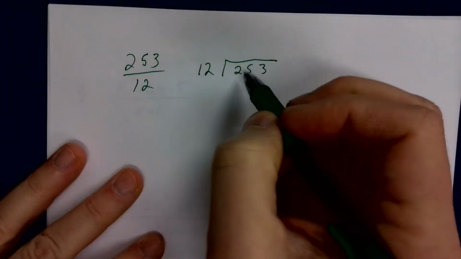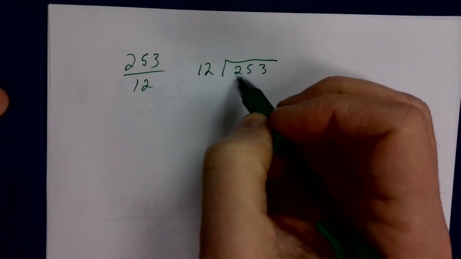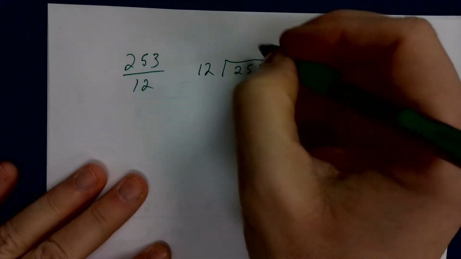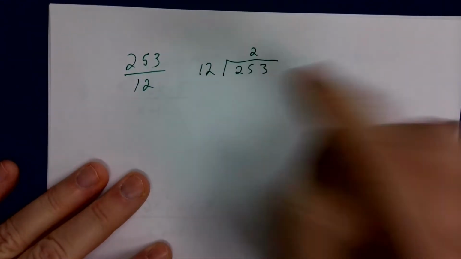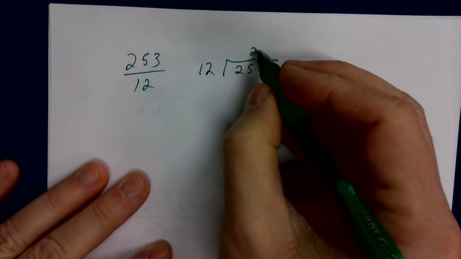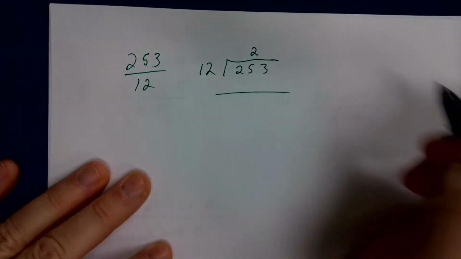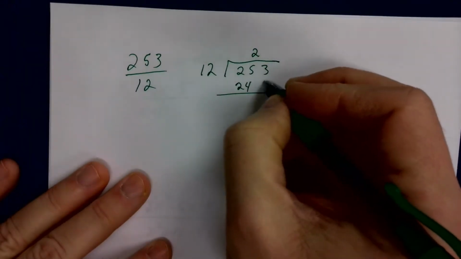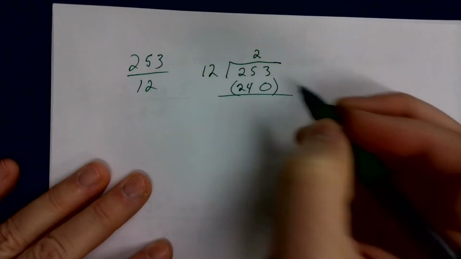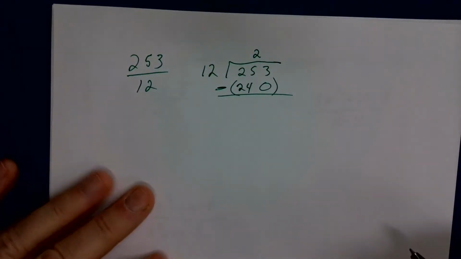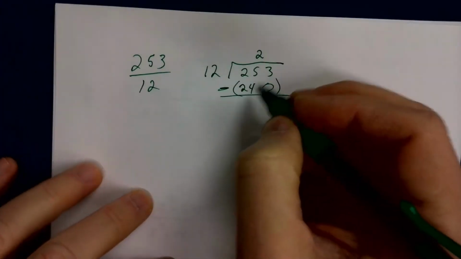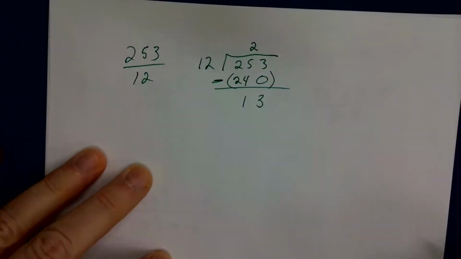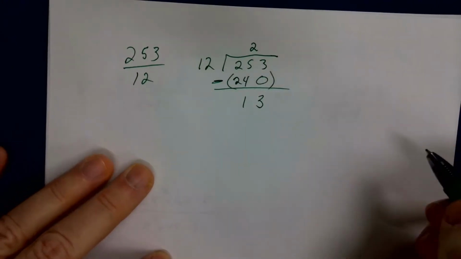We say, how many times can 12 go into 2? And you're like, no, 12 can't go into 2, it's too big. So how many times can 12 go into 25? Since it can go in twice, we put the 2 right above the 5. Whatever number goes up there, we then multiply by the thing out in front. So 2 times 12 is 24. And anything that's here, we carry a 0 right down. Then we take this expression and we subtract it. So the 2 minus the 2 is gone, the 5 minus the 4 is a 1, and 3 minus the 0 is 13.